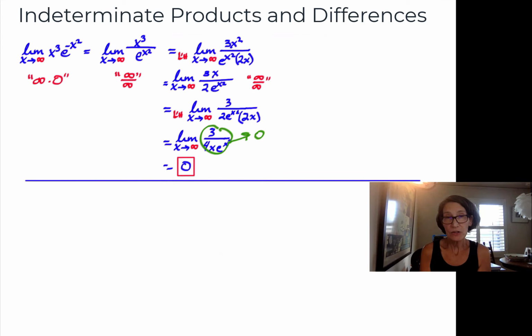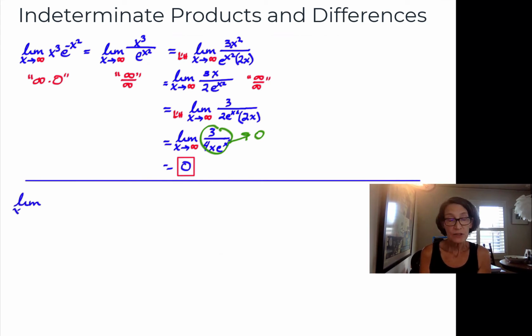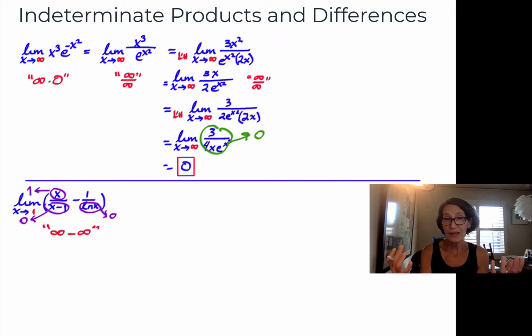All right, let's look at an indeterminate difference. So let's look at the limit as x approaches 1 of x over x minus 1 minus 1 over natural log of x. Notice that the first fraction, the numerator is approaching 1 and the denominator is approaching 0. So that's getting arbitrarily large. And then the other fraction, the denominator is approaching 0 as well. So that's also getting arbitrarily large. So this is called an infinity minus infinity indeterminate form. We have something getting arbitrarily large minus something else getting arbitrarily large.